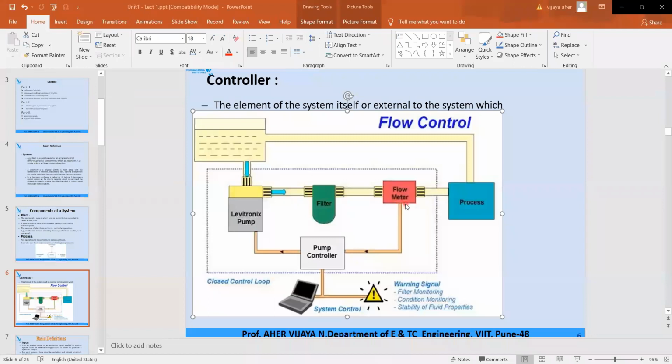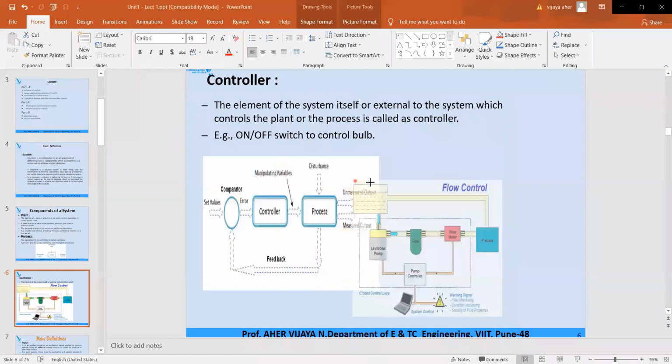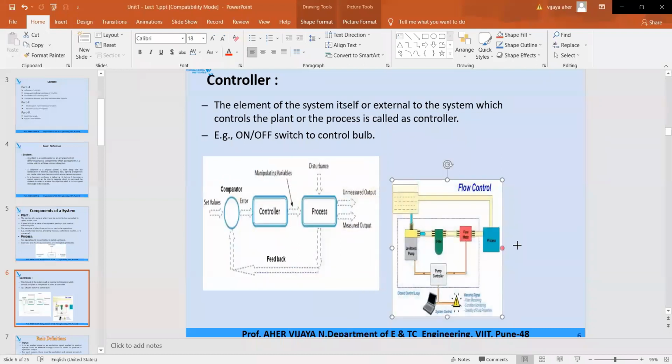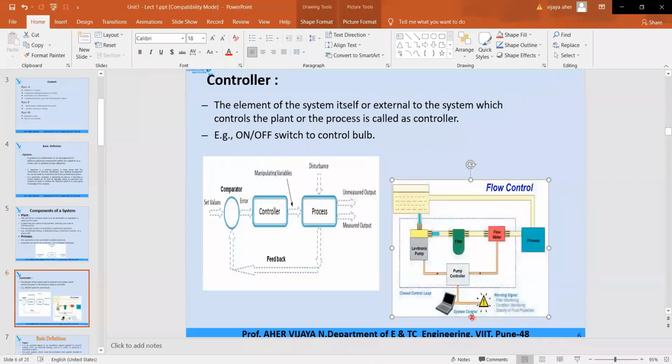A sample of the flow is taken and given to the pump controller. The output of the pump controller is given to the Levitronics pump system, and accordingly the flow of water is controlled. So this is your controlled closed loop system. This is nothing but your controller, and the flow of water is controlled. In many buildings, this system is used.